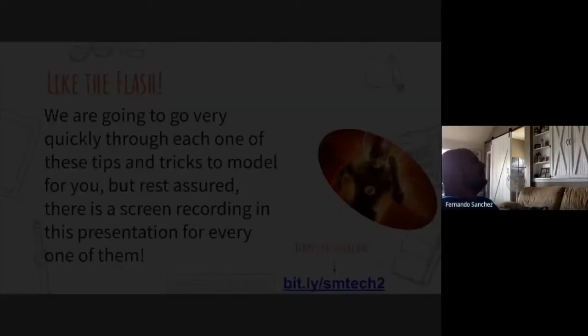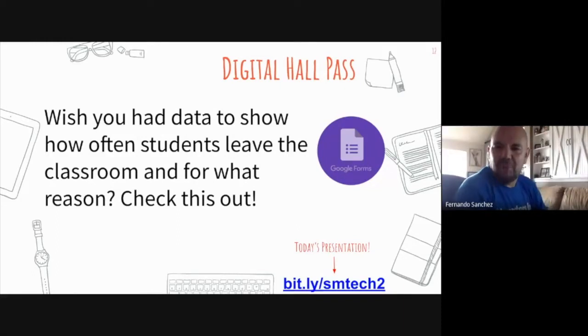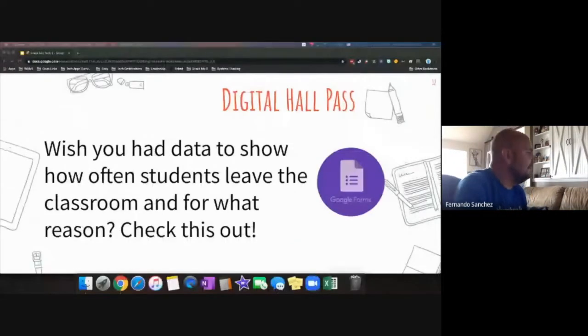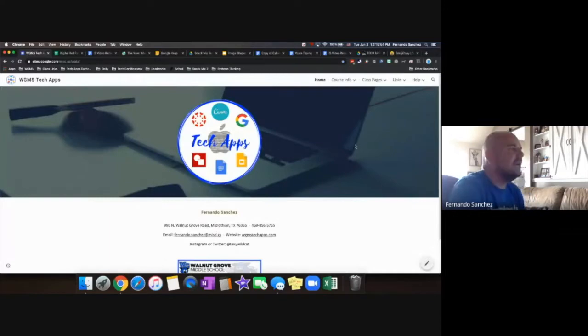Okay, all right. So I'm going to start with a couple of things I use Google Forms for. Okay, and one of them is for a digital hall pass. So I'm going to go ahead and go to my website, wgmstechapps.com. It looks like this. I use a website as a jumping off point for a lot of things that I do. I have a banner in the classroom that says wgmstechapps.com so that they always know how to get there.